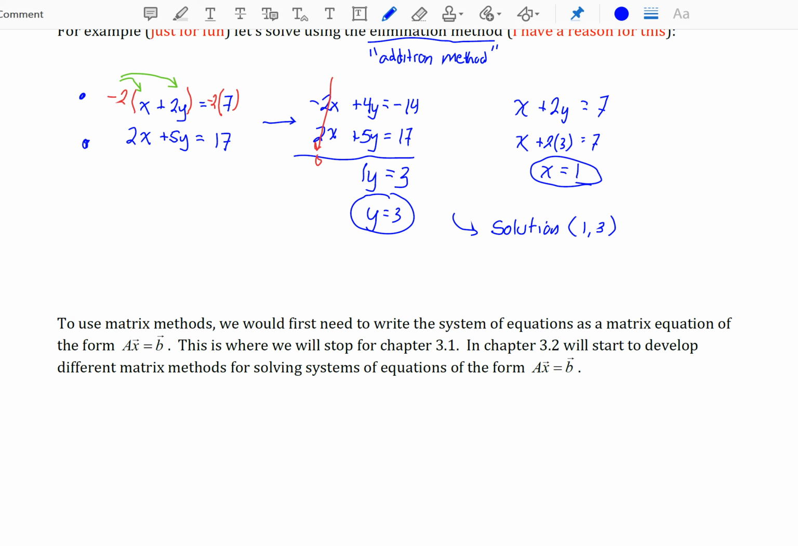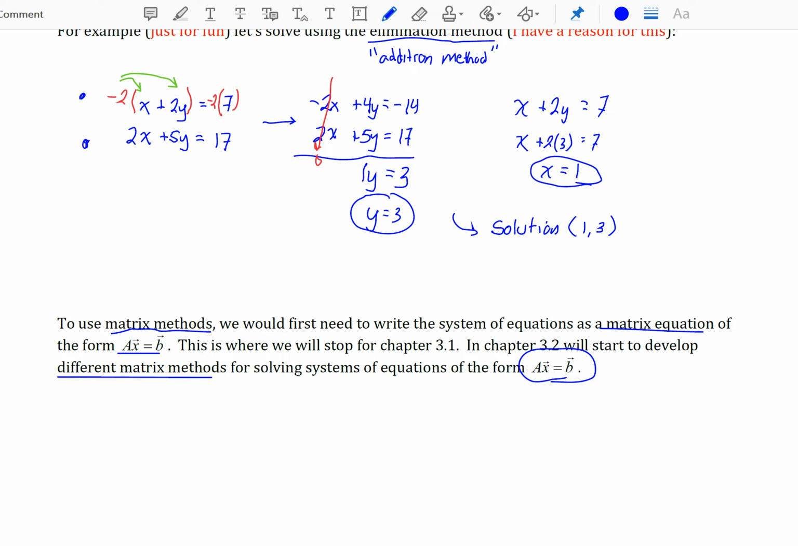Now, in chapter 3.2, we're going to be focusing on matrix methods. And this also ties in with the skills we practiced today, matrix multiplication. To use matrix methods, we first need to write the system of equations as a matrix equation of the form AX equals B. This is where we'll stop for chapter 3.1, and in chapter 3.2 we'll start to develop different matrix methods for solving systems of the form AX equals B. But let's do that here just so we can practice it.